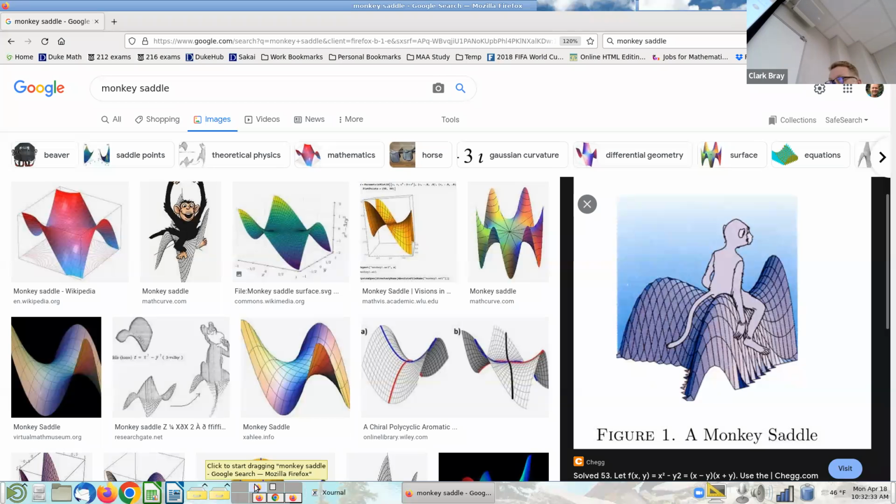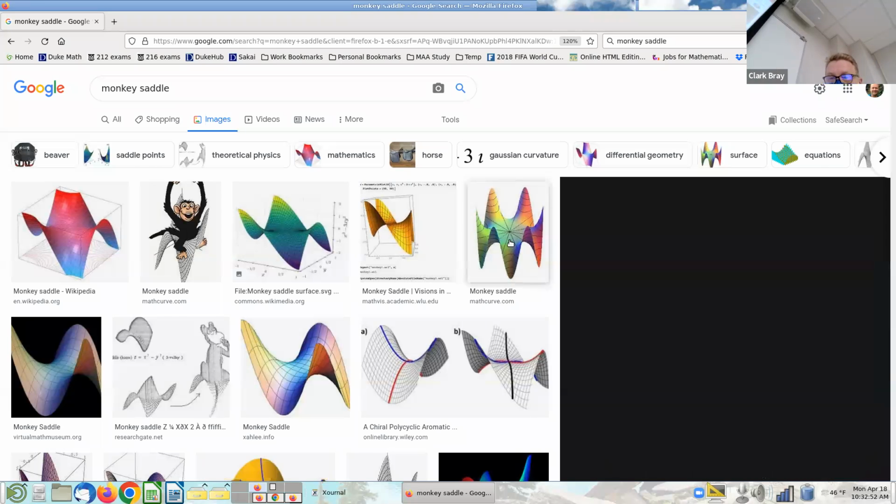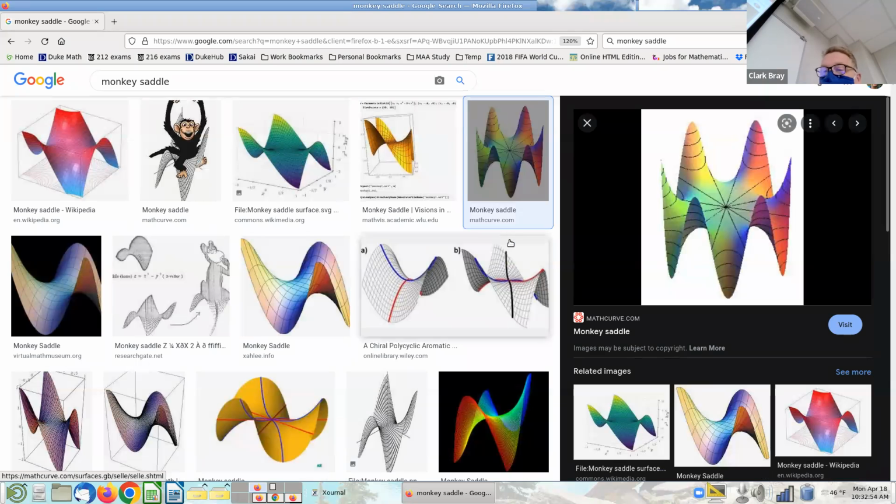So real quick, here's a picture of the monkey saddle that I was telling you all about last time. Amusing image aside, you can see that this is definitely different from a regular saddle point, right? This is not a Pringle. Then you can see there are also variations of it. What is that, like a 7-legged saddle? There's all sorts of weird things that can happen in multiple dimensions.